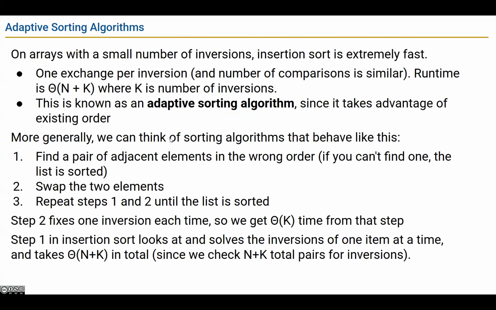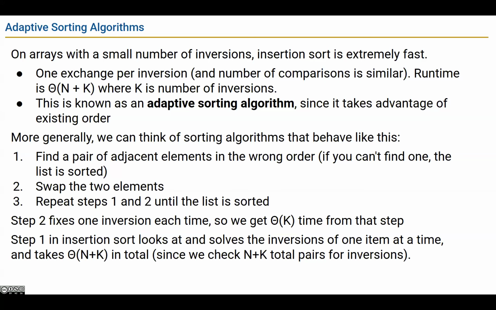So one thing we need to note is that insertion sort is really good when the list is already sorted, because it takes time proportional to the number of inversions. This is known as an adaptive sorting algorithm because it takes advantage of the order that already exists. Merge sort doesn't do this. You need to resort the entire thing.